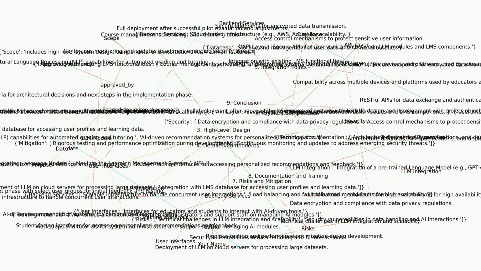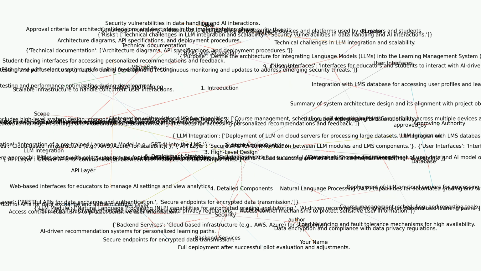3. High-level design. LLM integration: deployment of the LLM on cloud servers for processing large datasets. Integration with the LMS database for accessing user profiles and learning data. API layer: RESTful APIs for data exchange and authentication. Secure endpoints for encrypted data transmission.